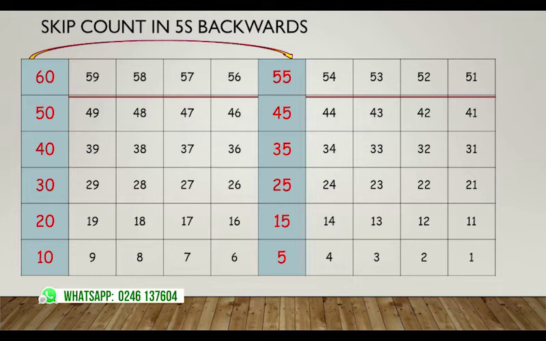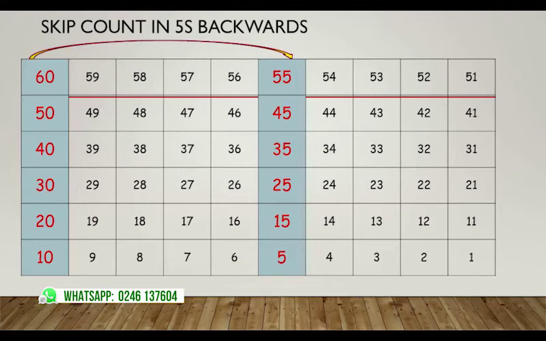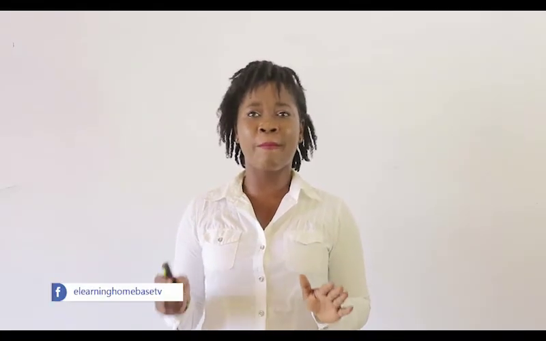Hope you are okay with skip counting backwards in 5s. So starting from 60, we have 60, 55, 50, 45, 40, 35, 30, 25, 20, 15, 10, and 5. So numbers ranging from 60 to 1, these are our skip counting numbers in 5. That is skip counting backwards.